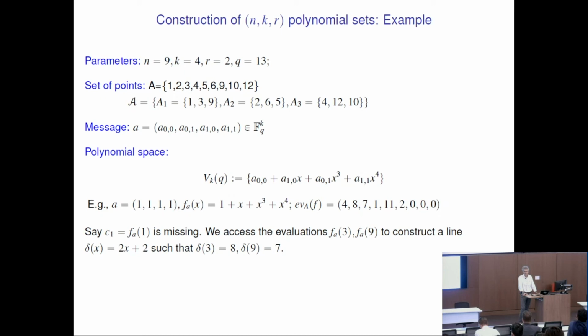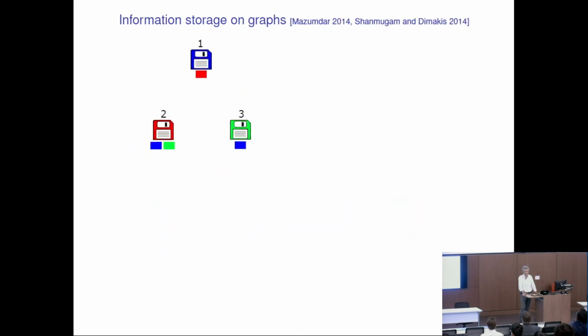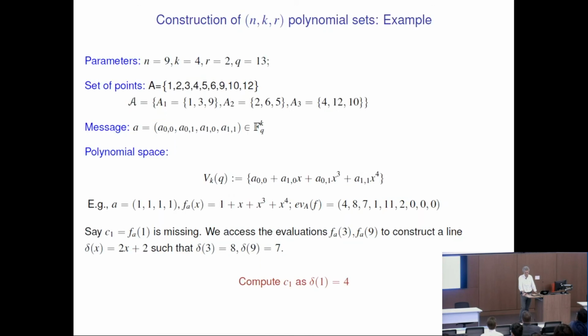So then I access the evaluations of the polynomial at the points in the same group, A1, which are 3 and 9, and I interpolate a low degree polynomial which happens to be 2x plus 2. This 2x plus 2 indeed evaluates to 4, 8, and 7 at the points of A1. So I compute C1, the data on the missing drive, as the value of this low degree polynomial at 1. So that is how this algebraic task can be solved.